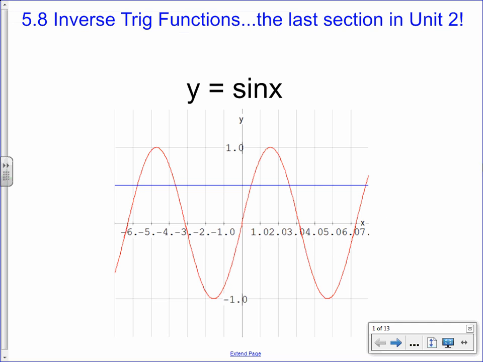We are going to talk about the inverse trig functions and their derivatives. So the first thing we need to remember is what an inverse trig function is. That would be cosecant, secant, and cotangent. Those are reciprocal functions.